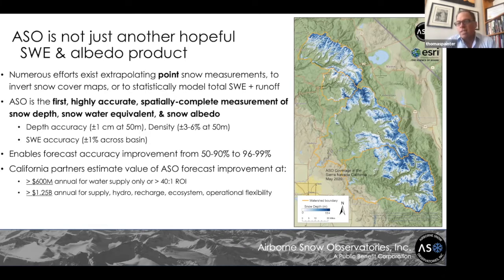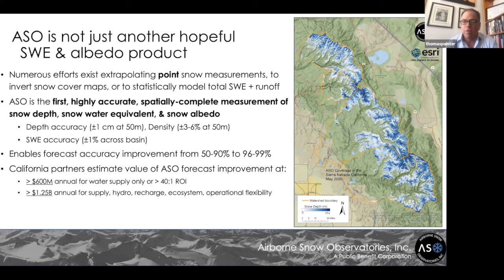The forecast improvement, we've done a study with the California Cooperative Snow Survey partners, and their best estimate for the statewide program is that it will result in an average year of more than $600 million, which is a return on investment of about 40 to 1. That is for water supply alone and doesn't include hydroelectric recharge, ecosystem, operational flexibility, et cetera. So when you start to include those, then you start to push above the $1 billion a year value, marginal value from these measurements.